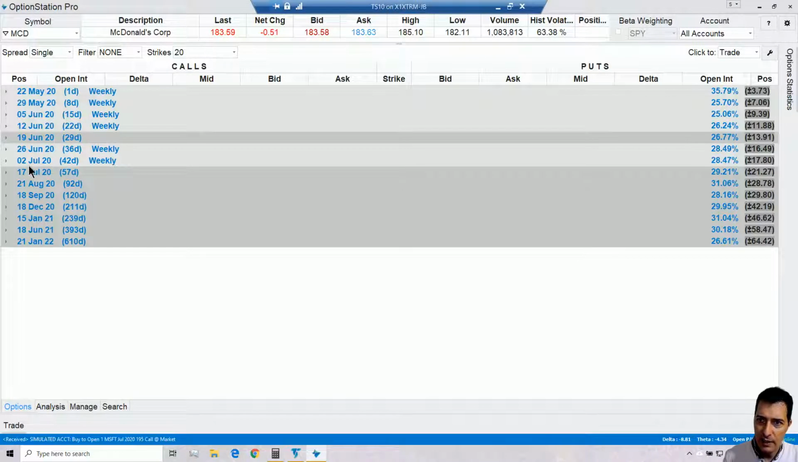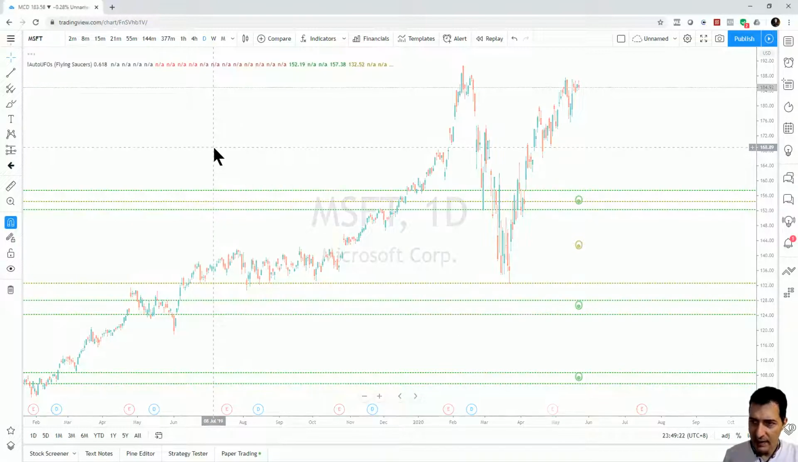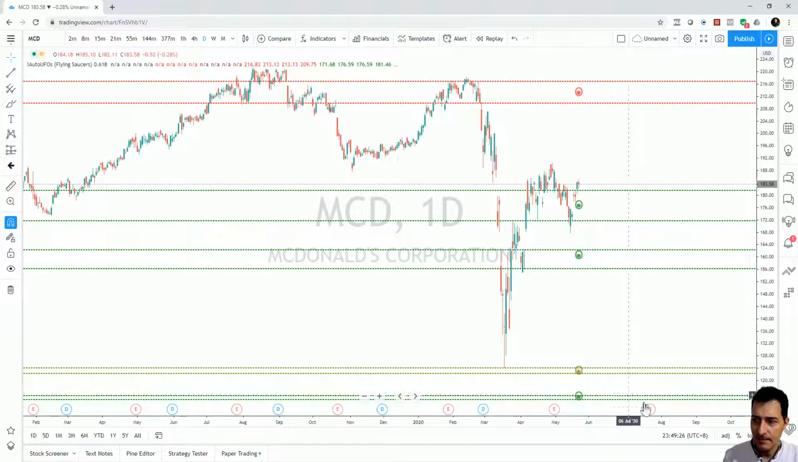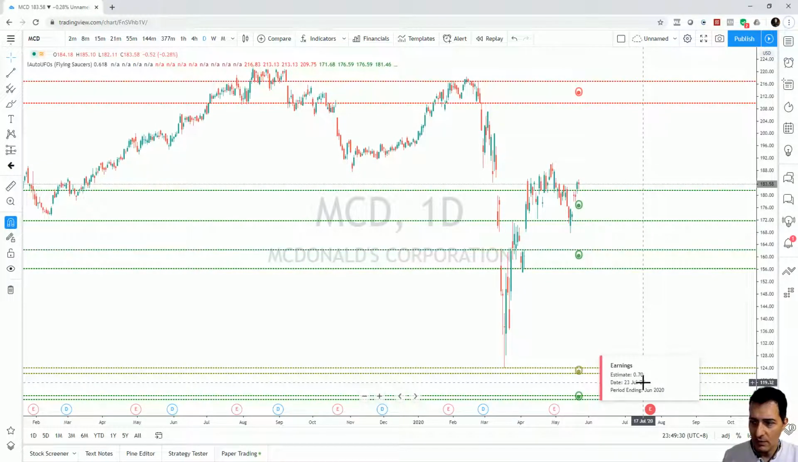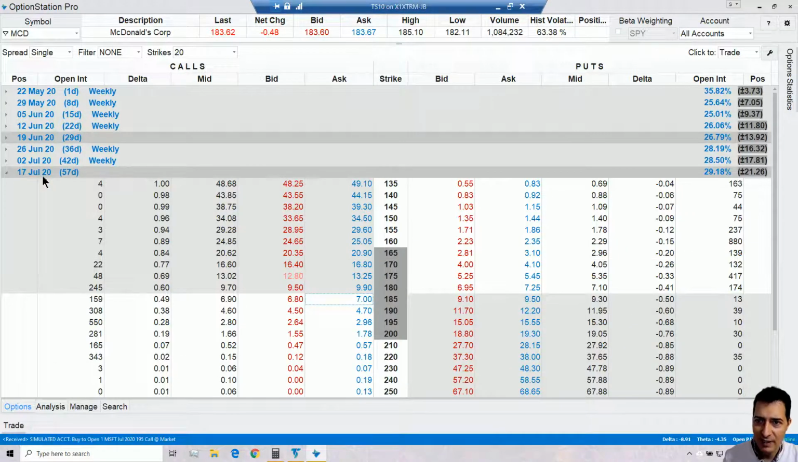Okay, so that is July 2nd. But in parallel, I also need to check when the earnings for McDonald's are and use that date. Earnings for McDonald's are happening on July 23. So even though July 2nd is almost there, July 23 is what I need. So then I'm going to move into July 17, which is the nearest to July 23, and I'm going to right click to analyze and buy a vertical spread.